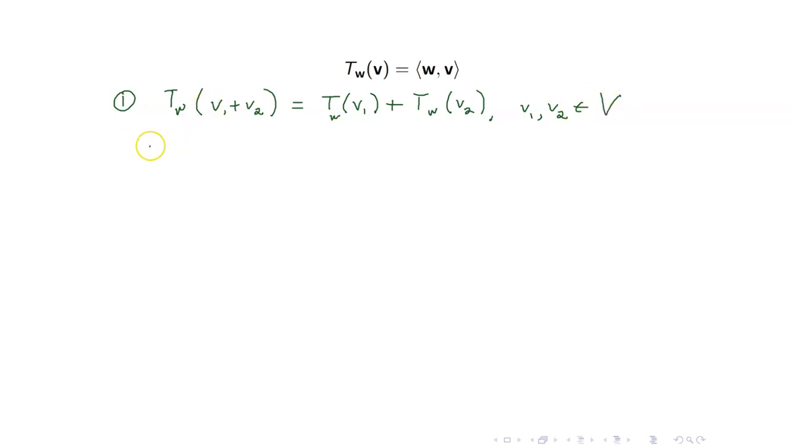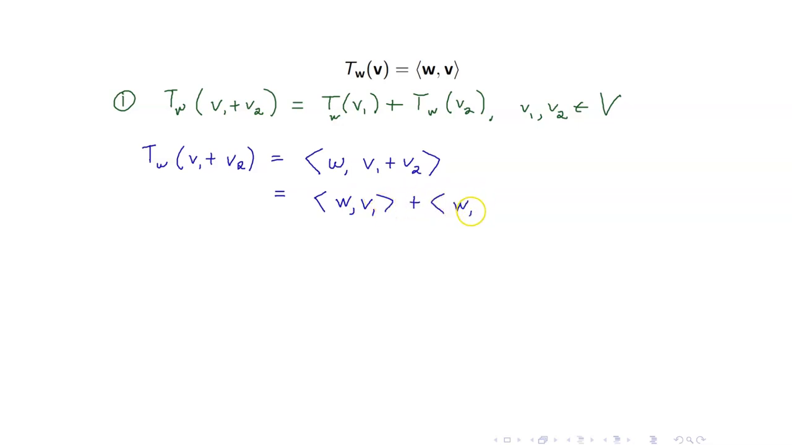Let's look at the left-hand side. By definition, this is the inner product of W with the input, V1 plus V2. But recall from our properties of inner product, this can be distributed, correct? This is the inner product of W with V1 plus the inner product of W with V2. But this inner product of W with V1 is exactly your image of V1 under T_W, and the inner product of W with V2 is the image of V2 under the function T_W.